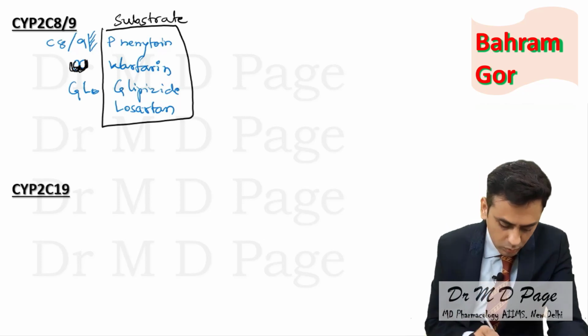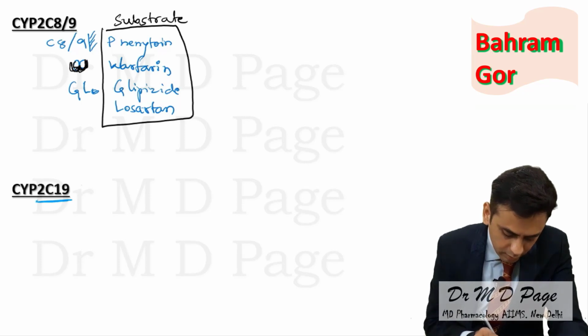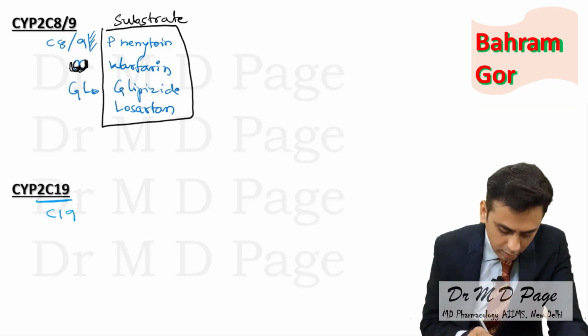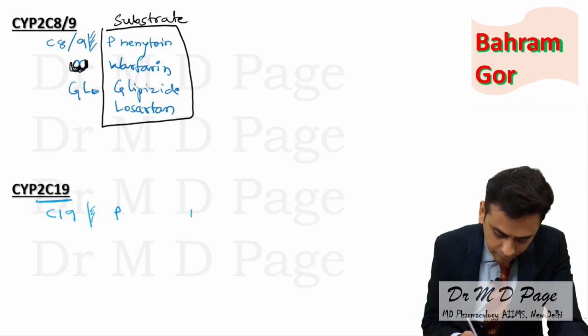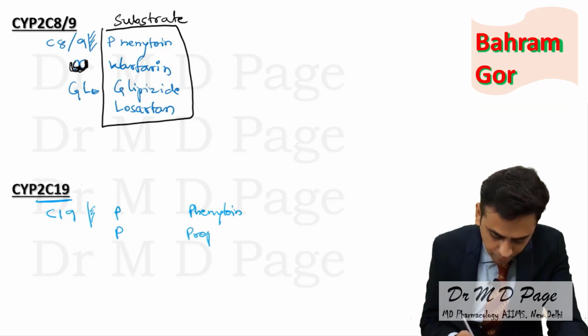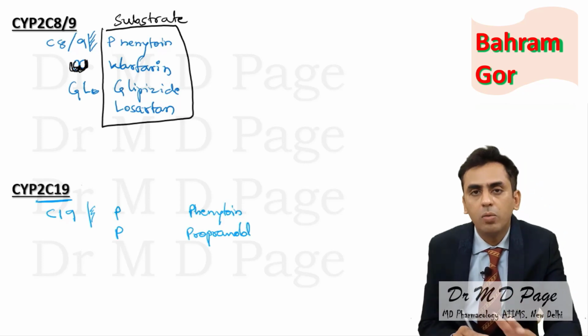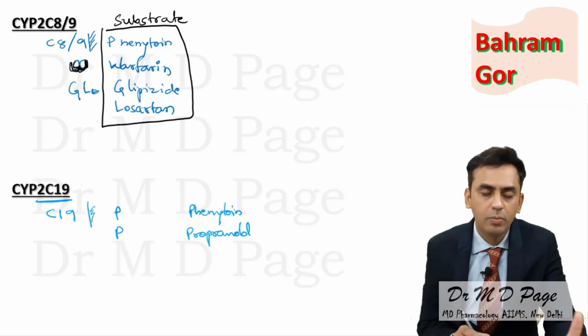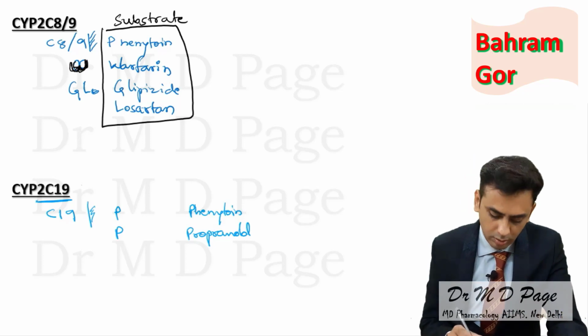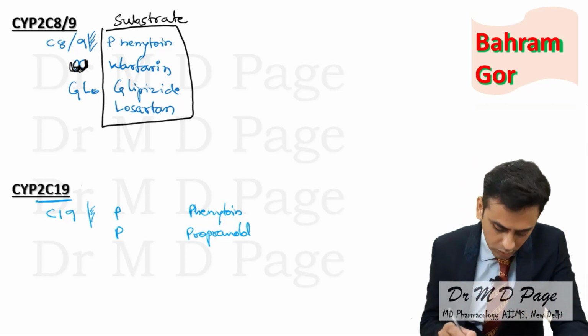Now coming to CYP2C19, again see the name. Again I will write it here, CYP2C19. The reverse, I will do again. 9 looks like P, P for phenytoin. Take one more P, for propranolol. In CYP2D6, I said most beta blockers are metabolized by CYP2D6. Propranolol is metabolized by CYP2C19.